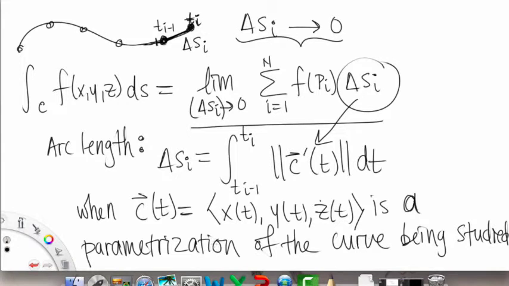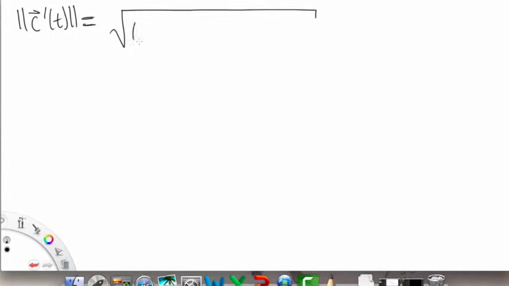Okay, all right. So basically c prime of t is equal to, well, I'll write it on the next slide. c prime of t is, as I said, the magnitude or the length of the tangent vector, essentially. So that is going to be the square root of x prime of t squared plus y prime of t squared plus z prime of t squared.